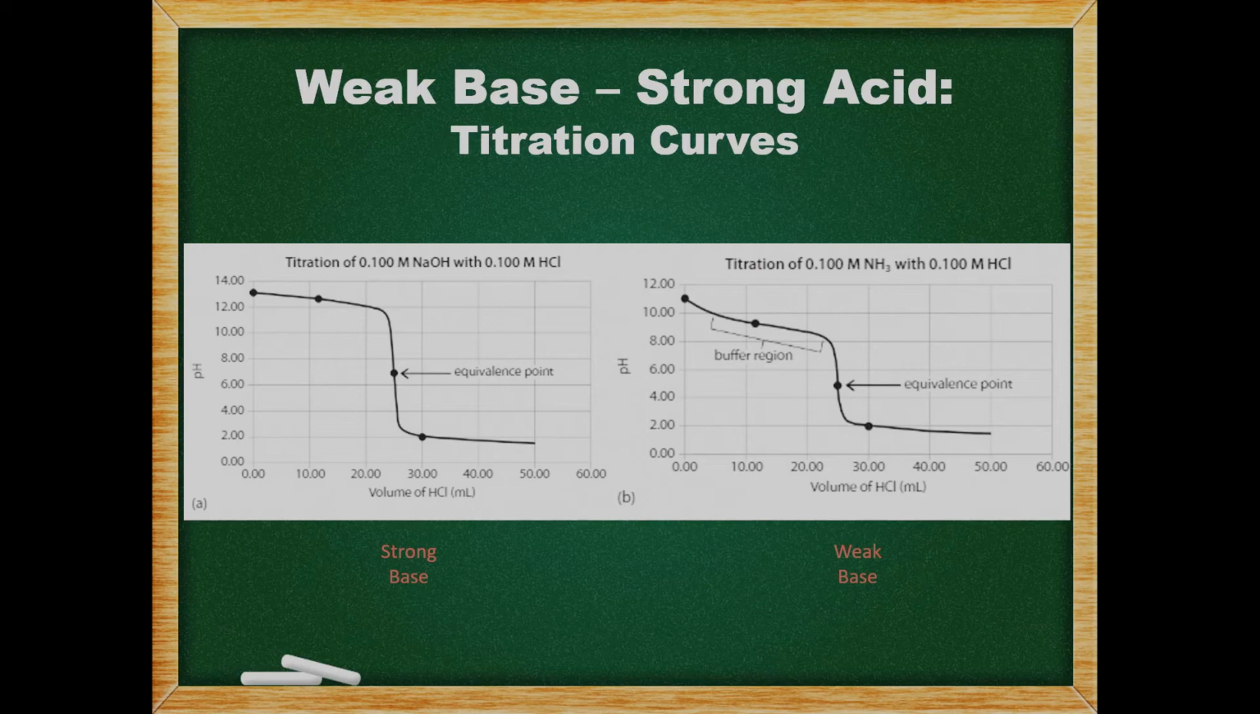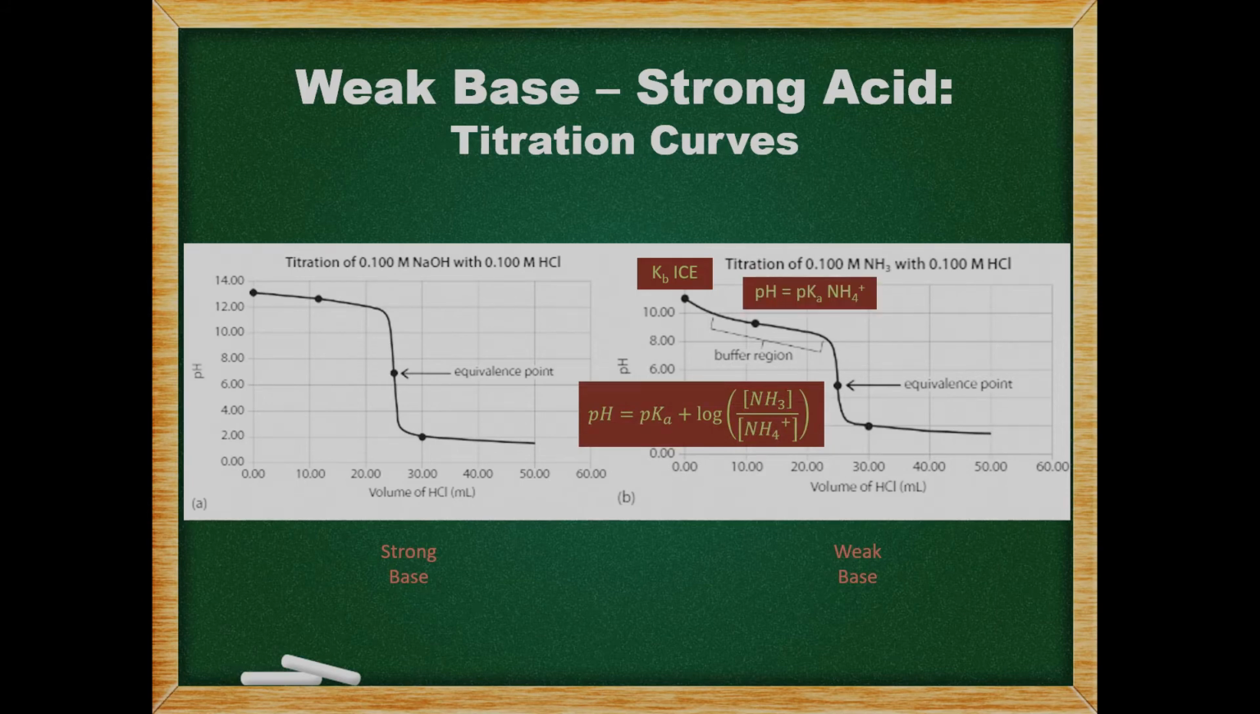Before we have added any acid, we would start with a Kb ice calculation. Throughout the buffer region, we would use the buffer equation. Halfway to the equivalence point, the pH would be equal to the pKa of the conjugate acid. At the equivalence point, we would do an ice calculation for the conjugate acid. As we continue on through the titration, we would calculate the pH using the excess hydronium. These calculations are very similar to the ones we have just done.